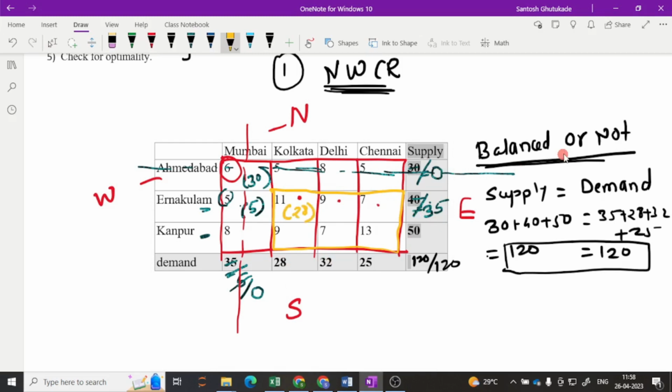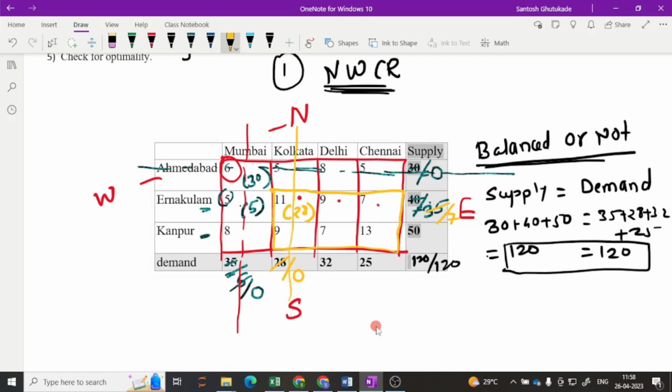We have 35 units in hand, but the demand of Kolkata is only 28. So we will fulfill all the demand. The demand is fulfilled, the remaining demand is 0. From this 35 we used 28, so 7 is left here. Now this column becomes 0, so we will again cross this column. Okay. Now from 9, 7, 7, 13.